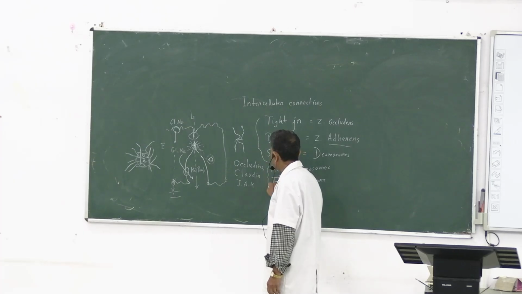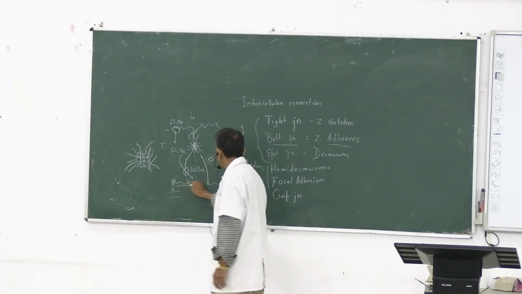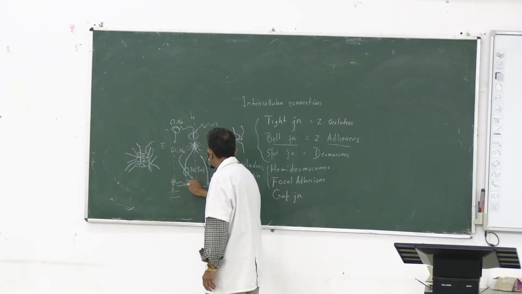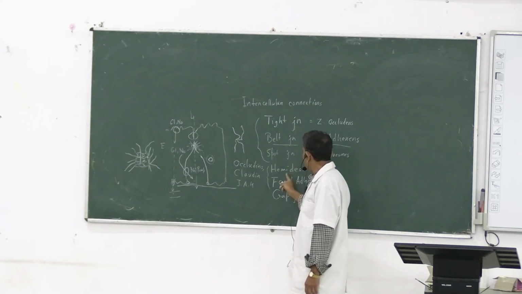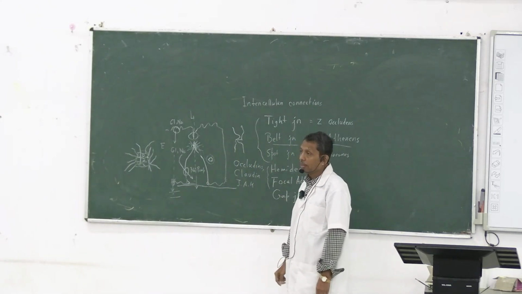But outside the cells, there is the basal lamina. There are some junctions at the basal lamina, the neighboring part, and they are composed of hemidesmosomes and focal adhesions.